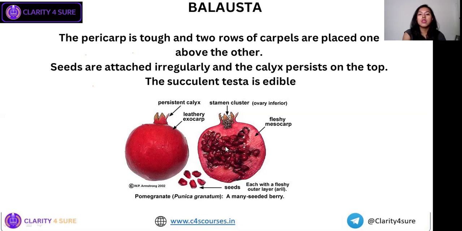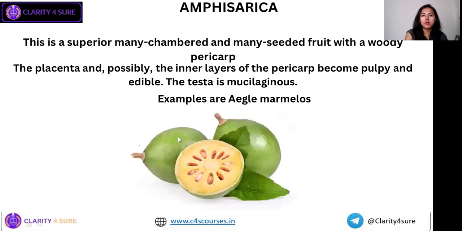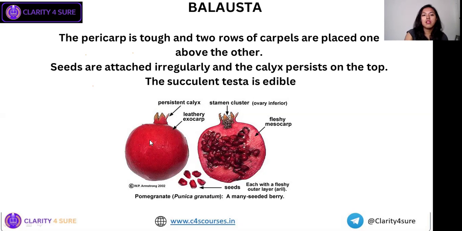So here the edible portion is what? The testa. Okay, the testa is the edible portion. This one you see, the seeds are there, the testa is there, right? This is the leathery exocarp, and this is the fleshy mesocarp, but it is also not edible. Which is the edible portion? Testa. So that is balausta.